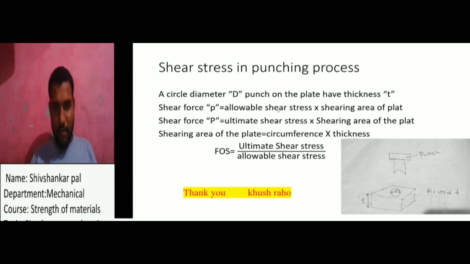So the force is the allowable shear stress into the shearing area of the plate, where no punching occurs, but the ultimate shear stress into the shearing area of the plate is the maximum stress the plate can sustain under the applied load. After the ultimate stress, punching of our material occurs.